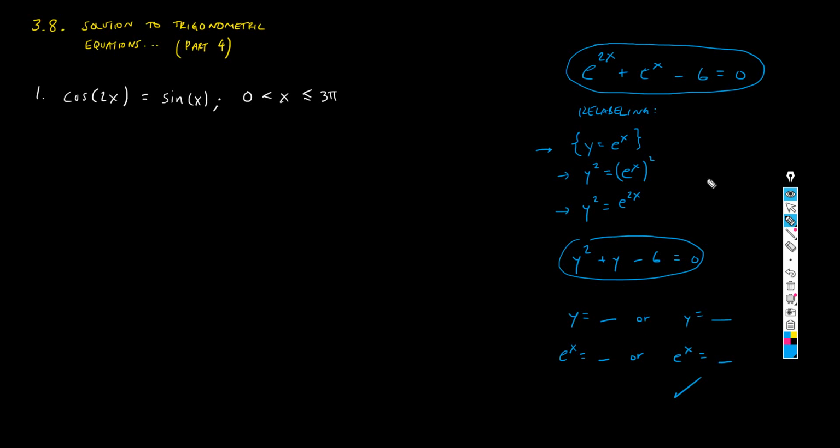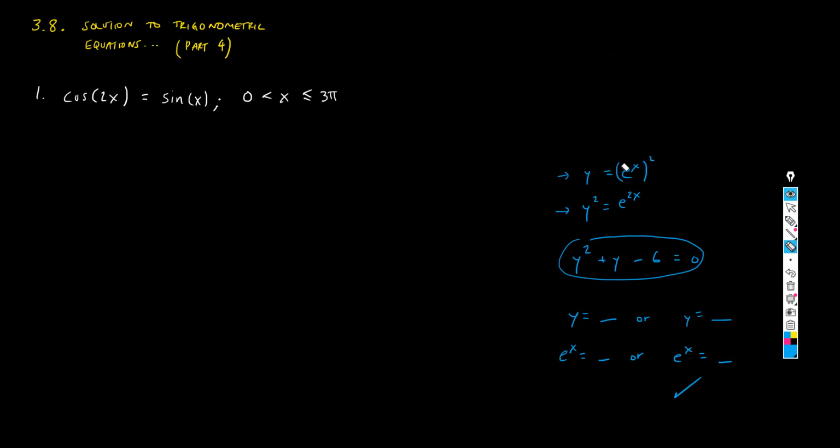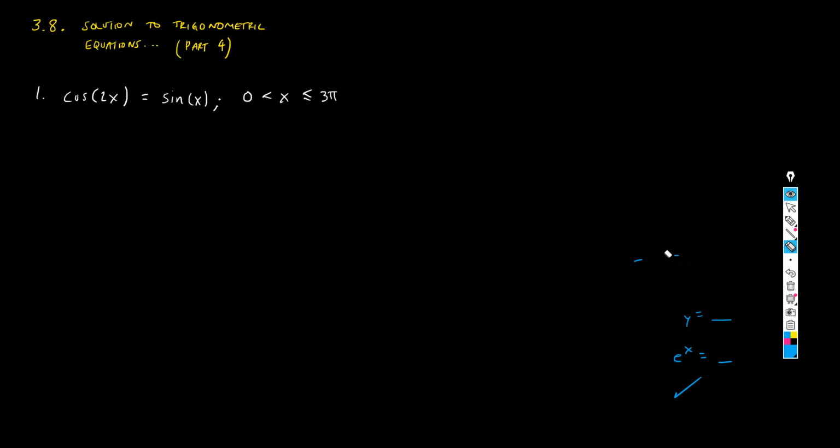So this is a very general process, or a very general method. And we're going to apply this same method for trigonometric equations, and you're going to see how it works out. So let's get started. We have this equation, guys: cosine of 2x equals sine of x.